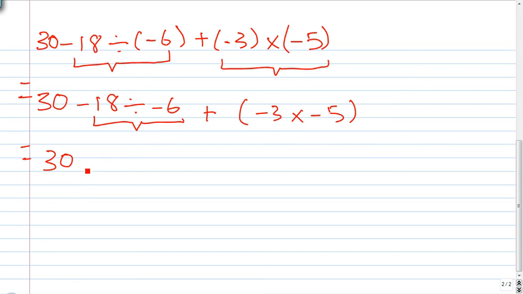Minus 18 divided by minus 6, you get positive 3. Plus negative 3 times negative 5, you get 15. And your answer will be 48. Okay, so this is an example of how BODMAS is done.